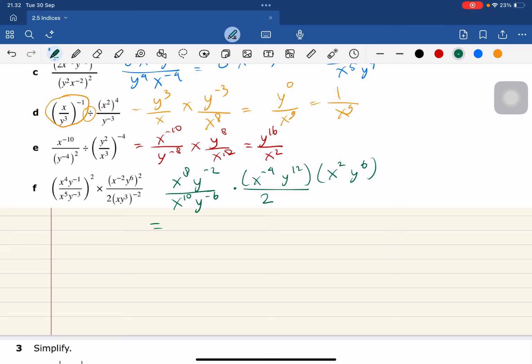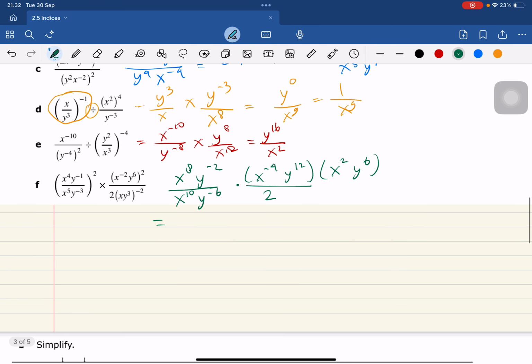So for the f, it will give us the answer of how many y are there. Okay, sorry, y power of 22 divided by 2 x power of 4.